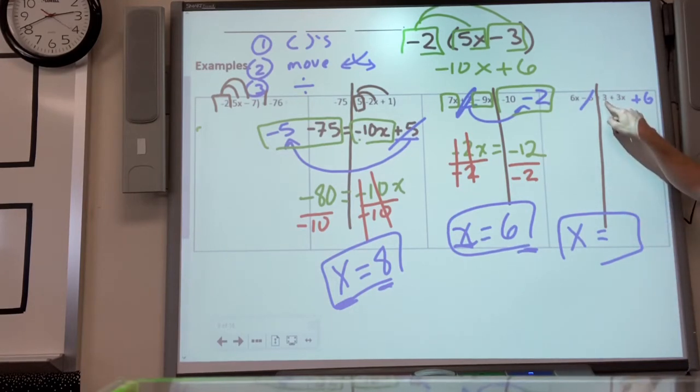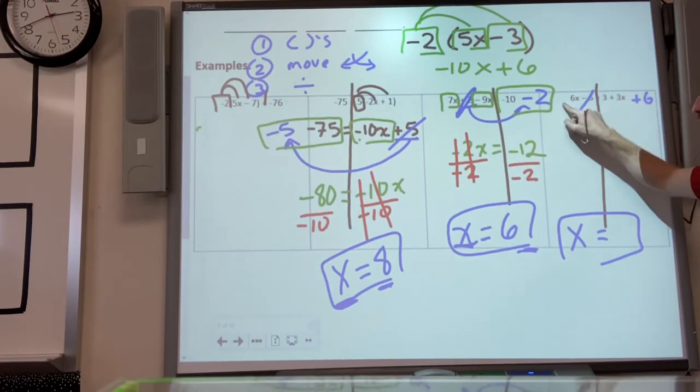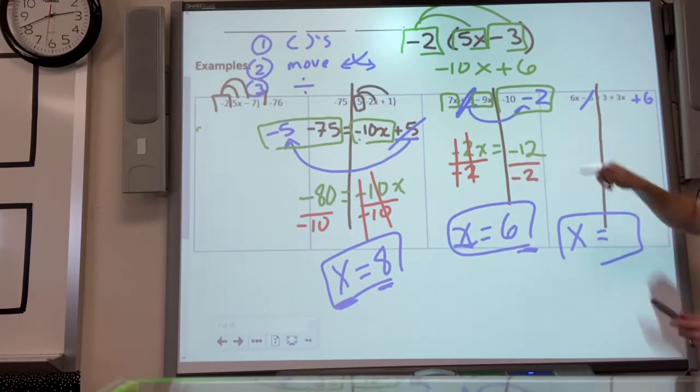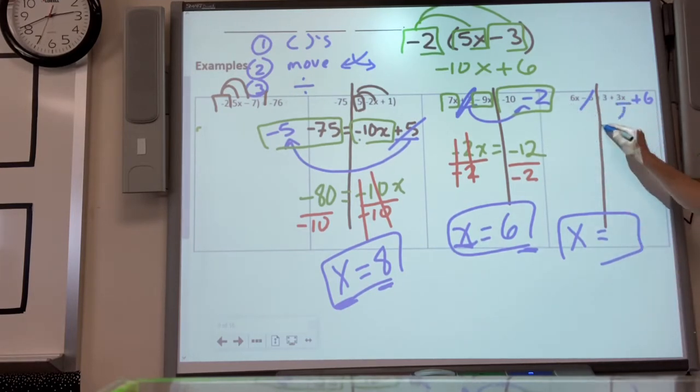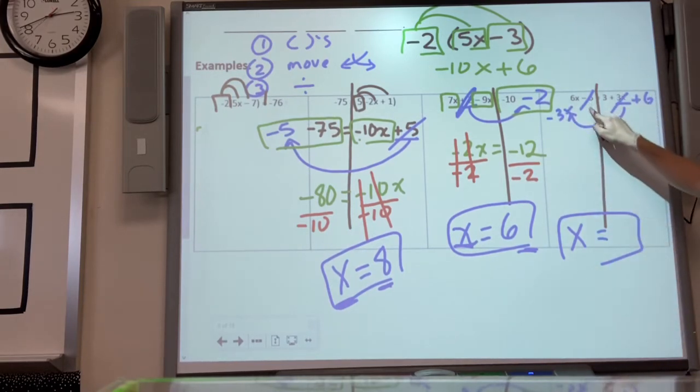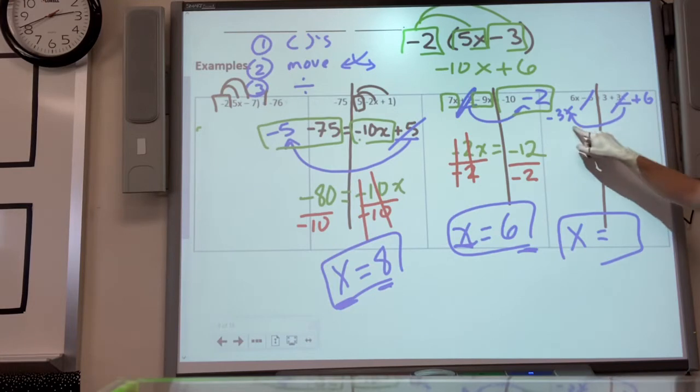The 3 is regular number. El 3 es un número regular y sí está en su lado. Pero este 3X quiere estar con su otro amigo X. So this 3X wants to be on the side of the X. We need to move it, -3X. Eso igual que el -6 cambia +6, ese 3X cambia -3.